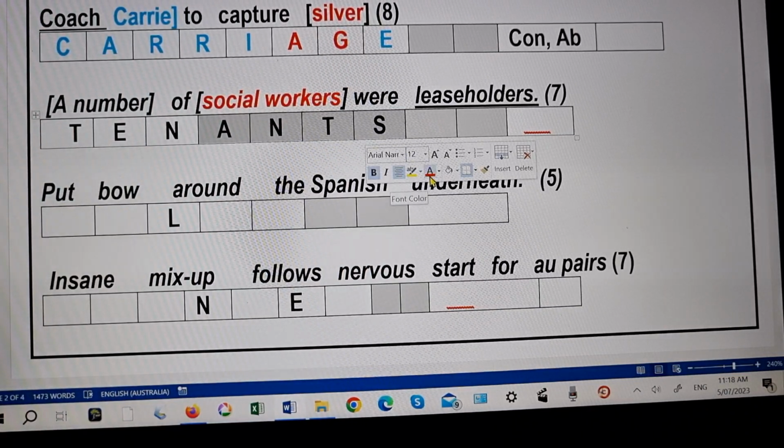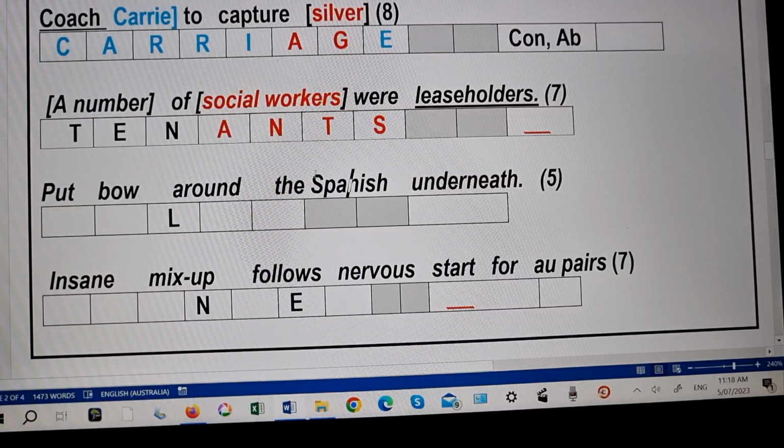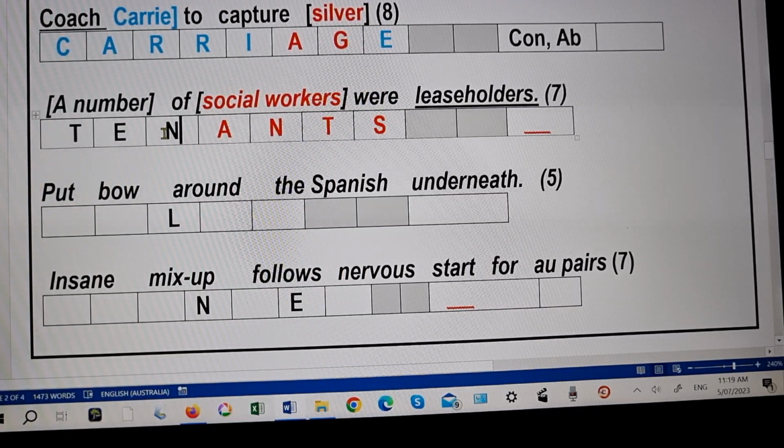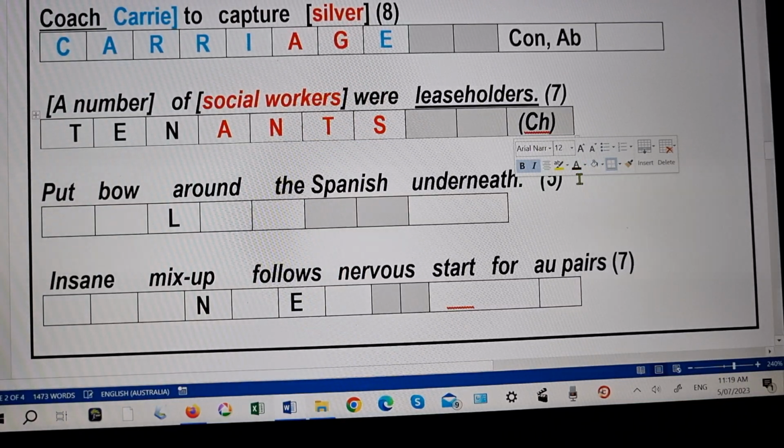There's your ants. Oh, a number. Ah, of course. What's that? The number is 10. 10's a number. So there it is, a number 10 of social workers' ants. Charade them together and you get leaseholders. Done. I reckon we've got it. We've got a charade, and we've proved that we're right. Next one.